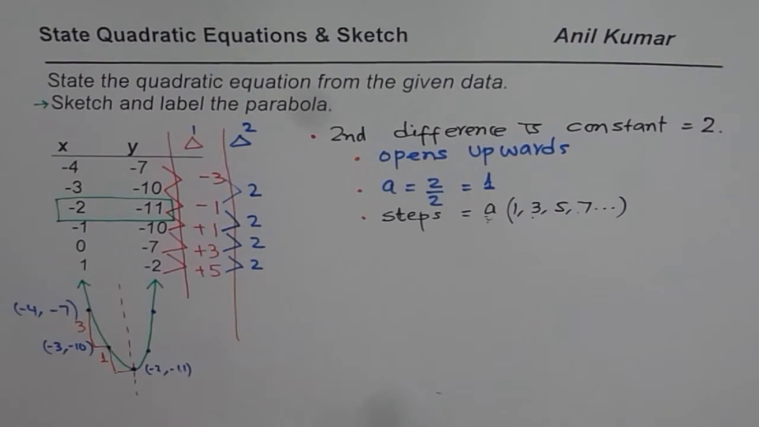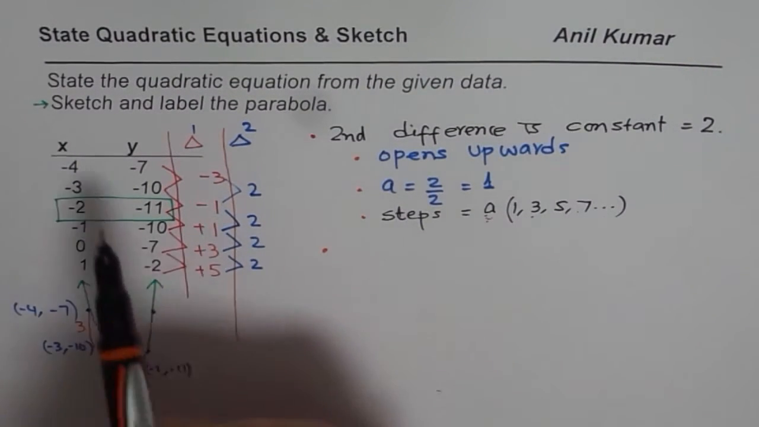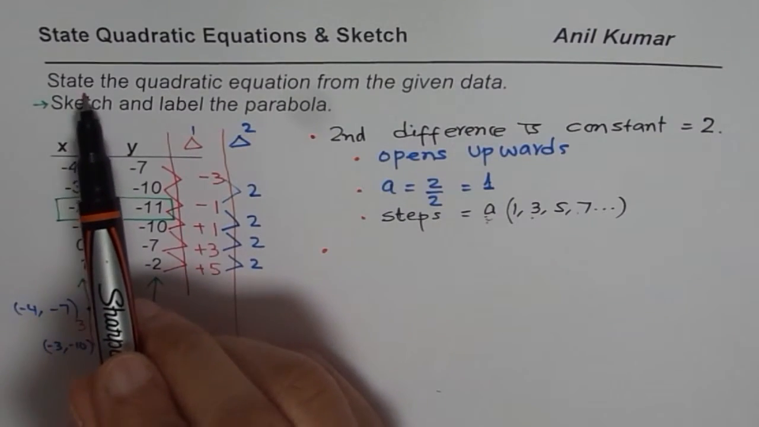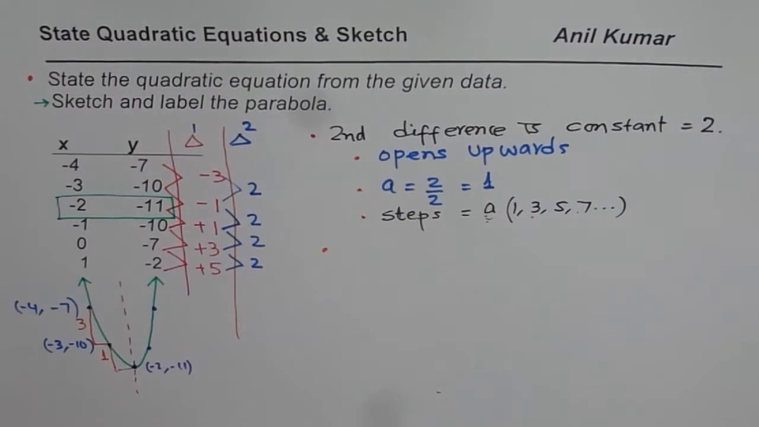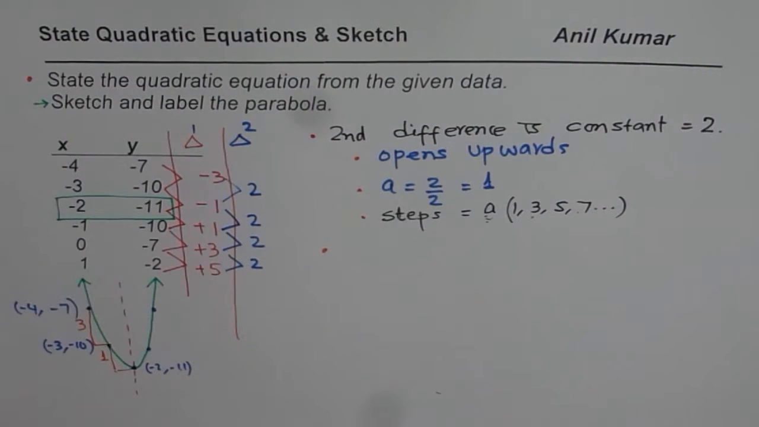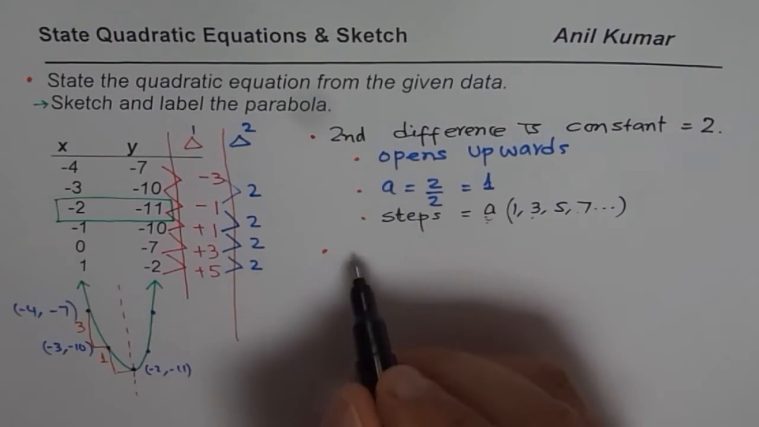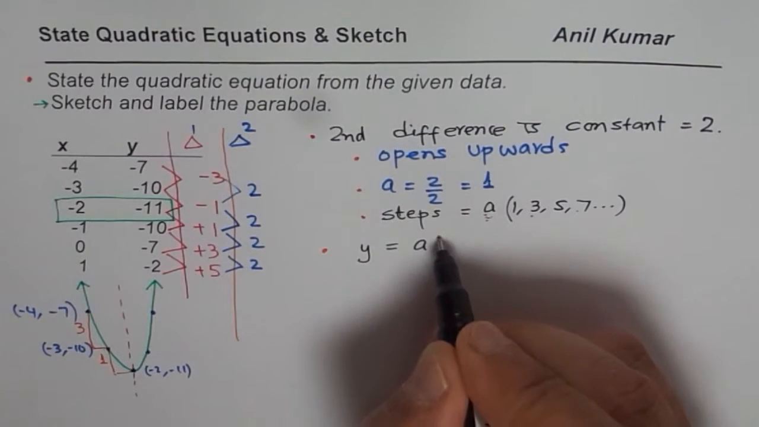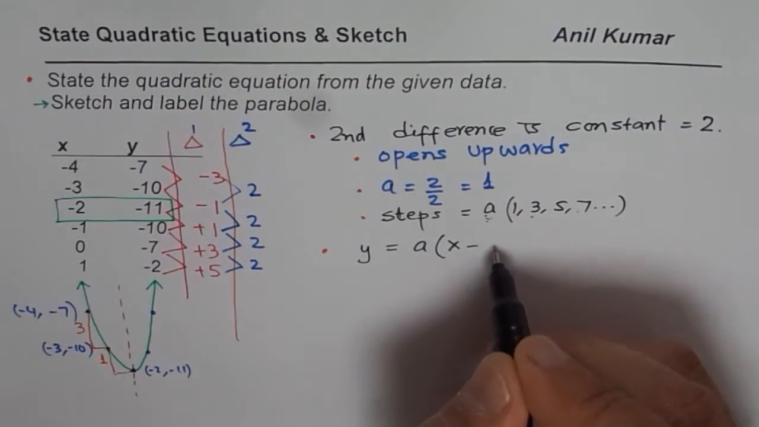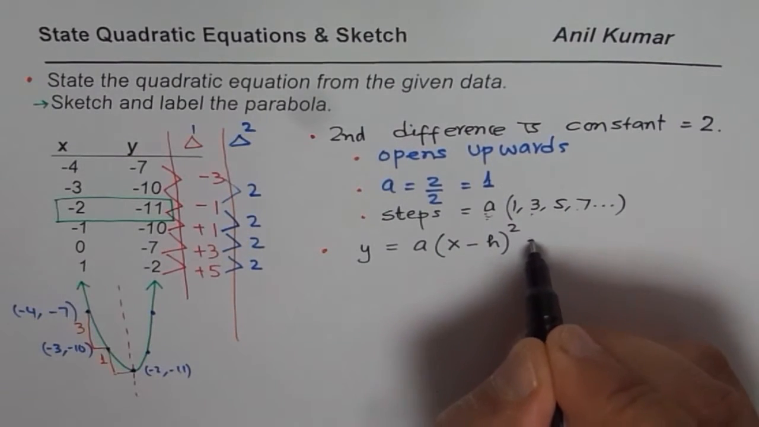Now let's get back to finding the equation. The question is, state the quadratic equation from the given data. So that's the main thing which we want to do. Now we have a lot of information to find the quadratic equation, right? Since we know the vertex, the best way to find the quadratic equation is to use the vertex form, and directly we say y equals a, where a is 1. So generally the equation is y equals a times (x minus h) whole square plus k.